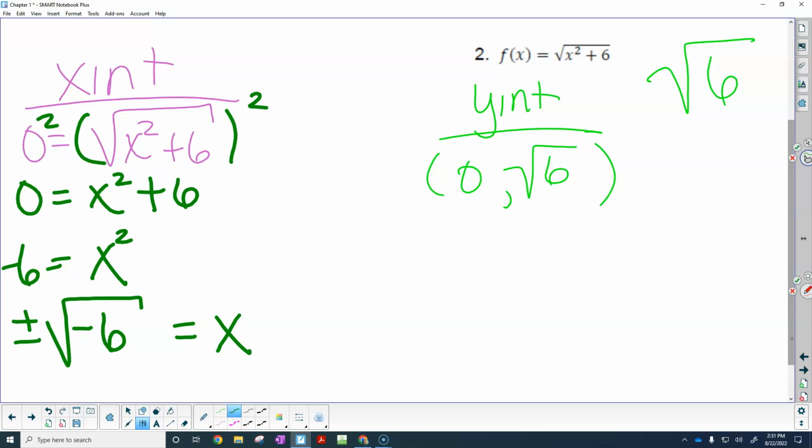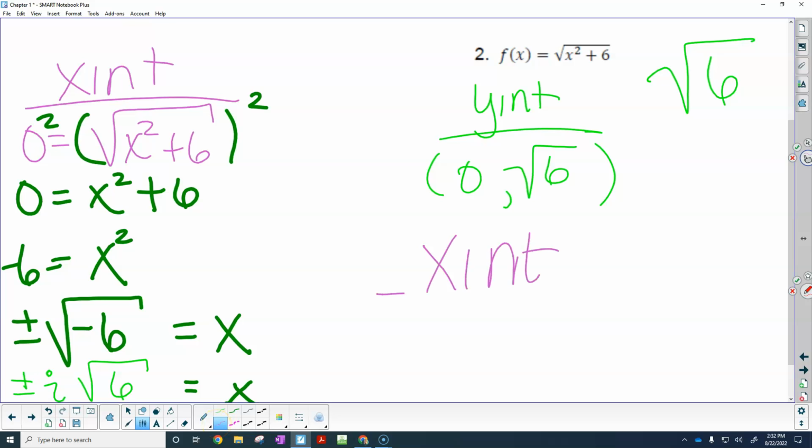However, that's not a real number, totally not a real number, but guys, we can't leave the negative in there. Do y'all remember how to get rid of the negative? Just put an i on the outside. So x, our final answer is x equals plus or minus i root 6. And that is so not real. If that is not real, then it does not really cross the x-axis. So your x-intercepts are none.